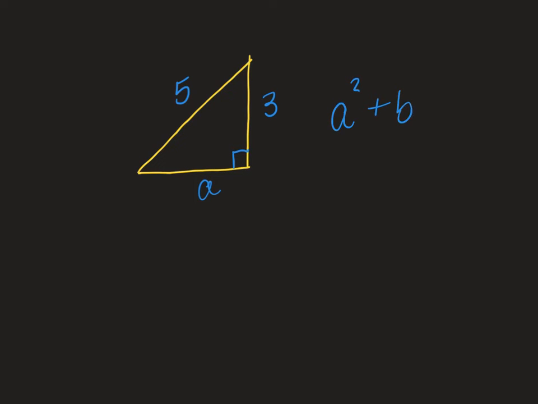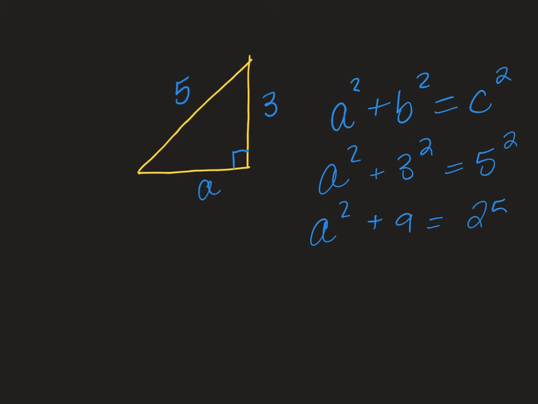Let's just write our formula out. Let's say a squared plus 3 squared equals 5 squared. So 3 squared is 9, and 5 squared is 25. We need to get a squared by itself, so we're going to subtract that 9 from both sides. Then we get a squared equals 25 minus 9, which is 16. And then we will take the square root of both sides to get a equals 4.